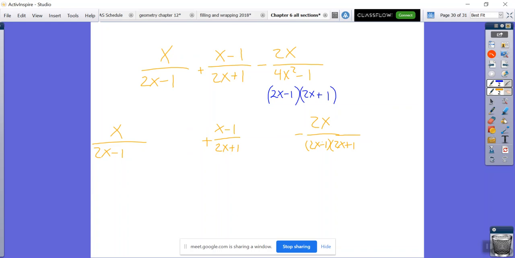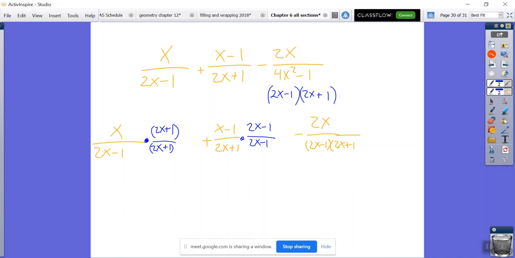Okay. All right, so what are we going to multiply the first fraction by to get our least common denominator? 2x plus 1 over 2x plus 1? Yeah. All right, what are we going to multiply the second fraction by to get our least common denominator? 2x minus 1 over 2x minus 1? And what about our third fraction? You don't have to multiply by anything.